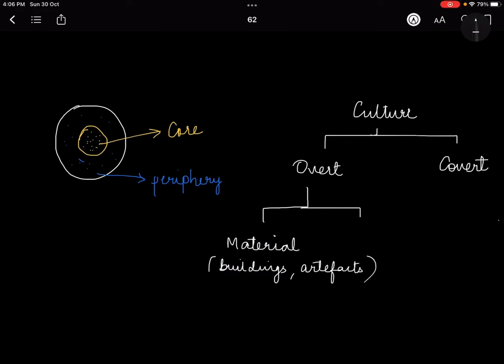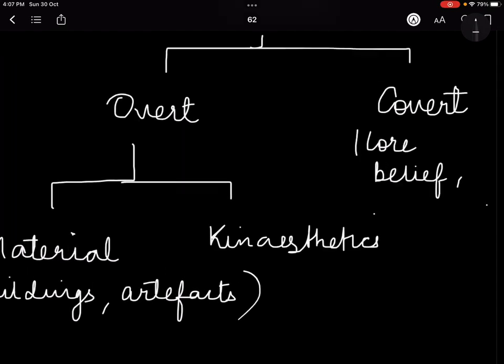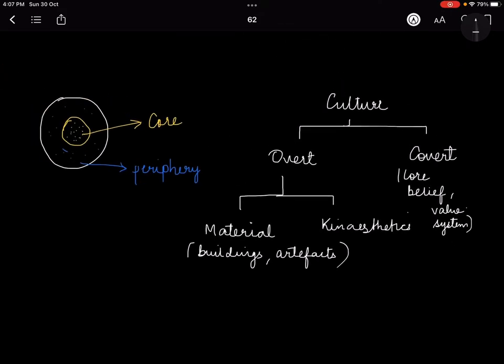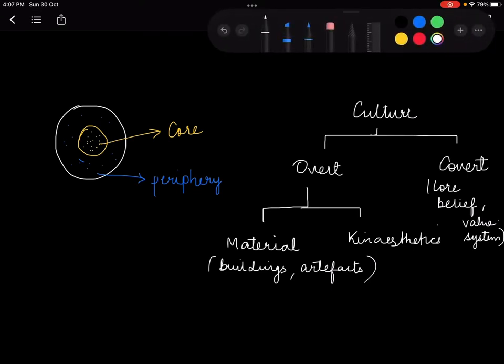And non-material aspects. The non-material aspect he divided into two parts. One was kinesthetics, and then the core belief system, or core value system. I'll just write it here, value system. He divided it like that. Okay, so yes, now let's get started with it.